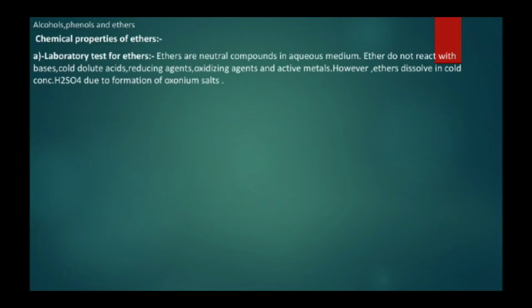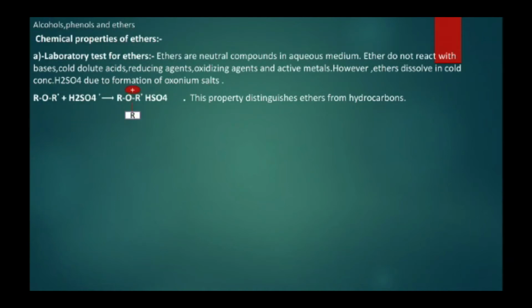See the structure of this oxonium salt, how it forms. When ether reacts with sulfuric acid, it forms this oxonium salt. In this oxonium salt, here is the positive charged ion and here is the negative charged ion. This is called what? Oxonium salt. Because of that it dissolves in cold concentrated sulfuric acid. This property distinguishes ether from hydrocarbons.